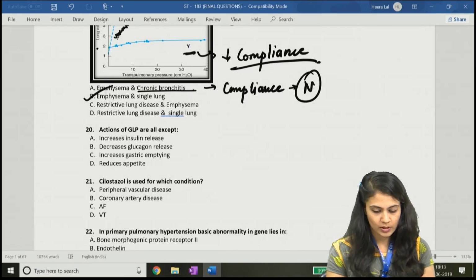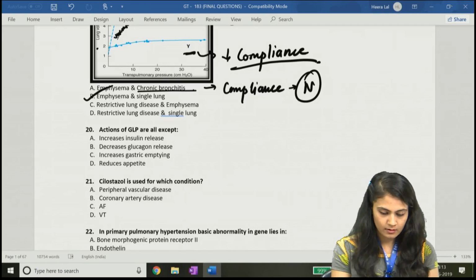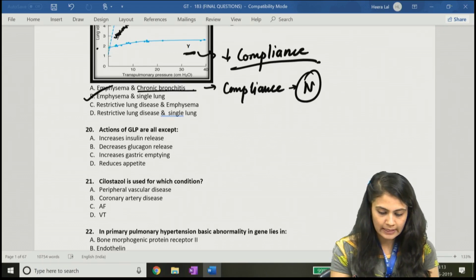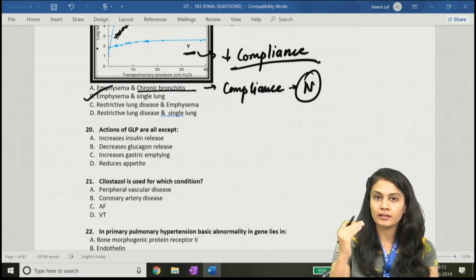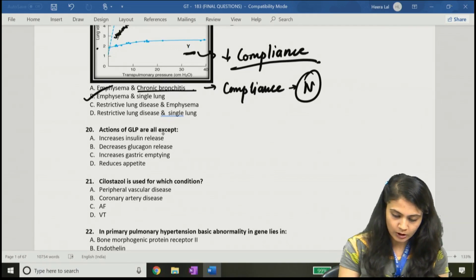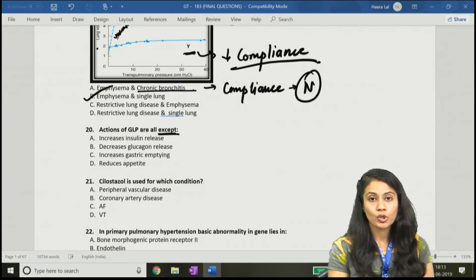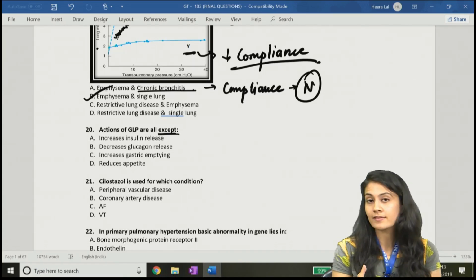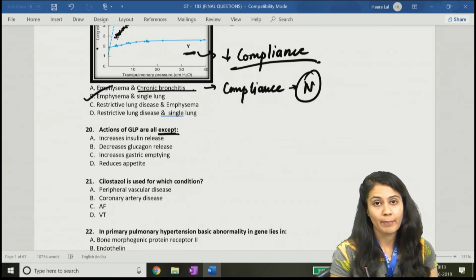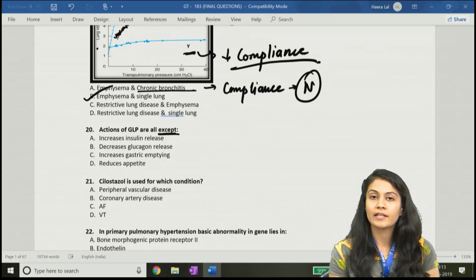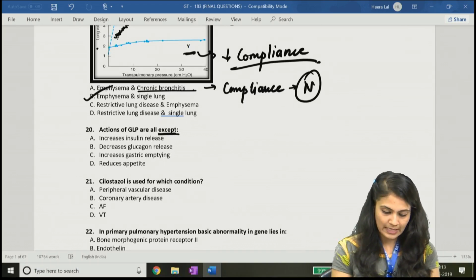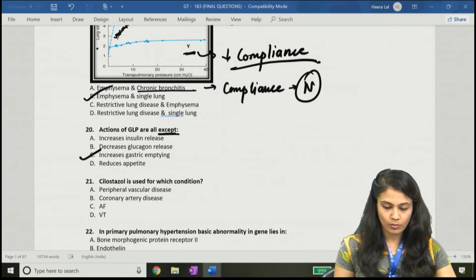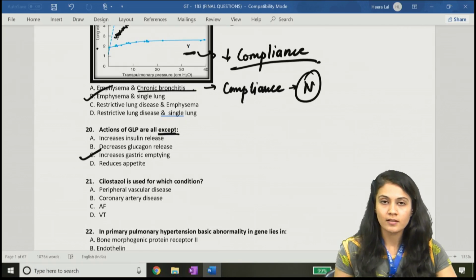So the answer to this question is C. It increases the insulin release, yes. It decreases the glucagon release, yes. It decreases the glucose level, and they ask about the exception, so these are the functions. Does it increase gastric emptying? No, it delays gastric emptying and reduces the appetite. It causes satiety, it gives the feeling of fullness, and that's how it reduces the appetite. So the answer should be C, increases gastric emptying. So that's all for the physiology GT 183.